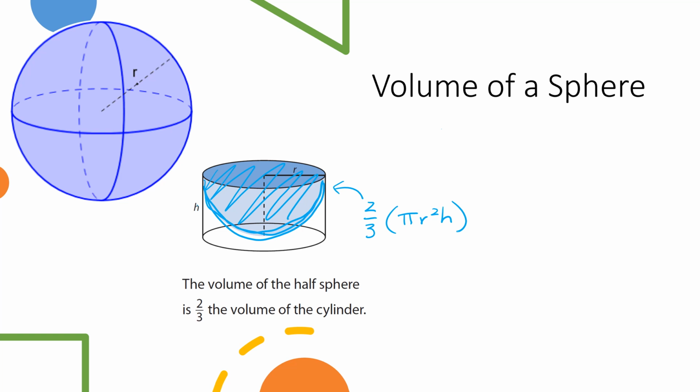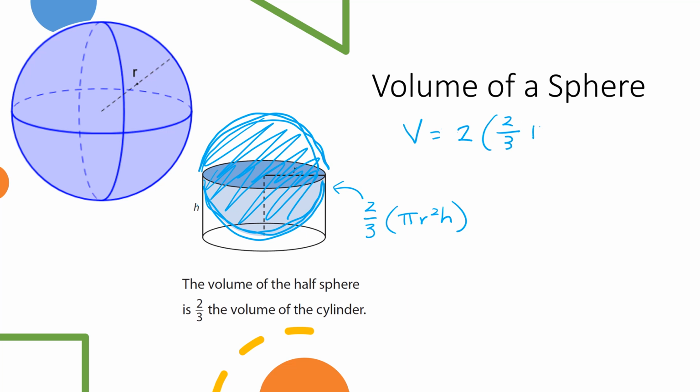Well, when we are looking at a full sphere, that means we have 2 halves of the sphere. So the volume of the full sphere would be 2 times 2/3 times the volume of the cylinder, which is pi r squared h.